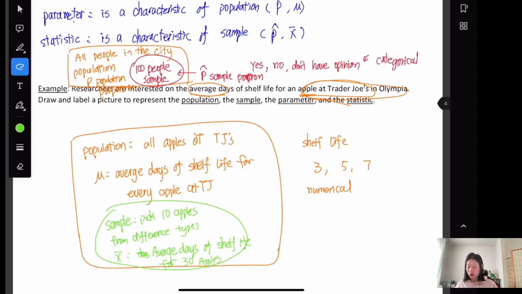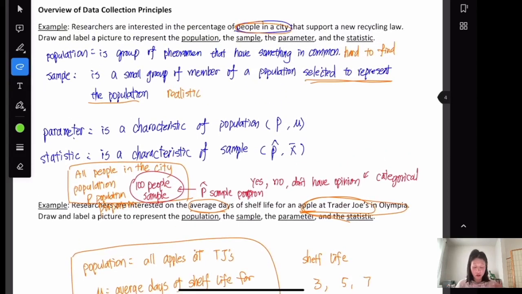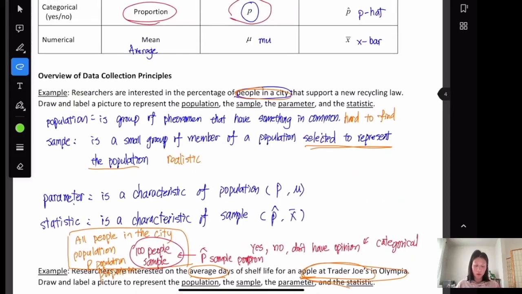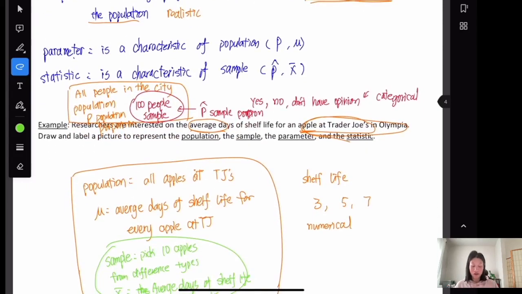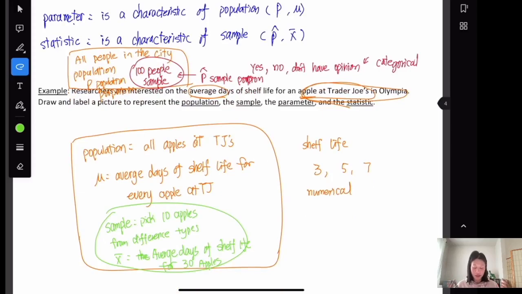Okay, so here is how we analyze data. Remember that when it comes to categorical data, we care more about proportion, which means what percentage of people. Proportion is related to percentage. So that means what percentage of people agree with or support the new recycling law. For the second one, it's more like numerical data that we're collecting. So when it comes to numerical data, we're more interested in investigating their mean. Okay, that's it for today's lesson.